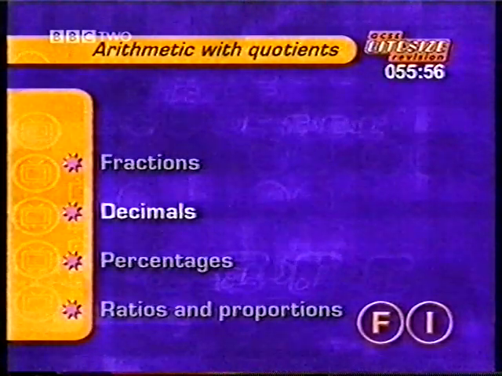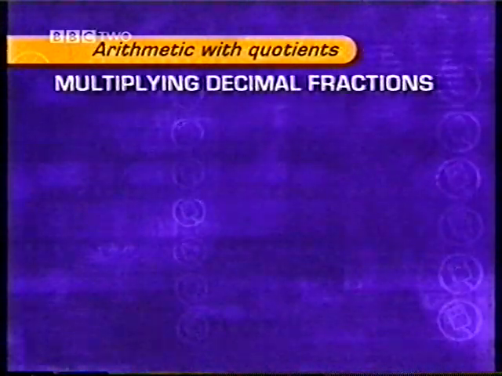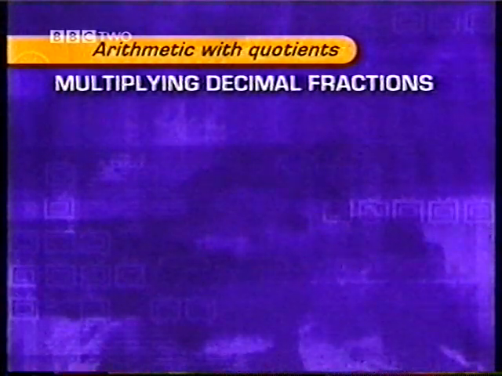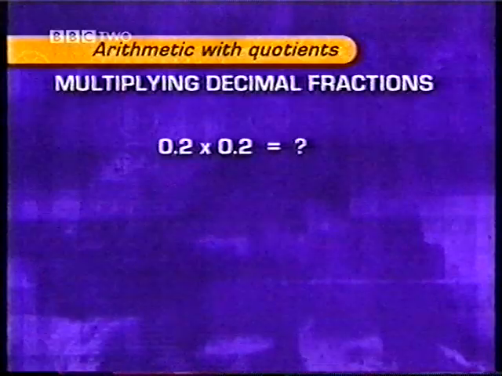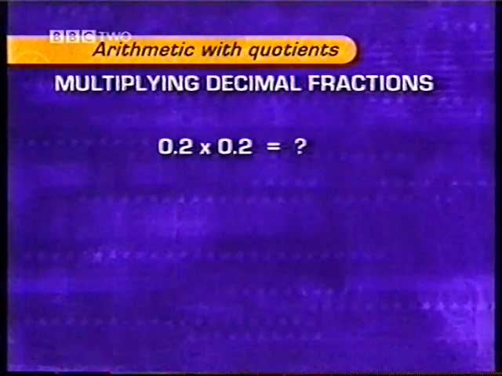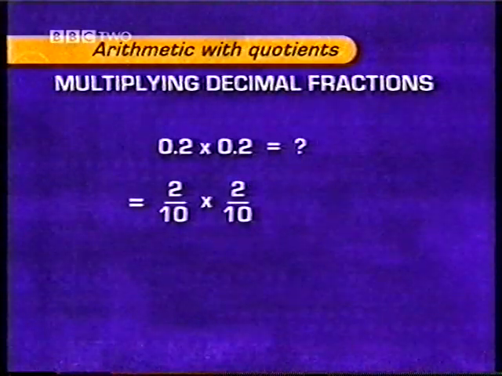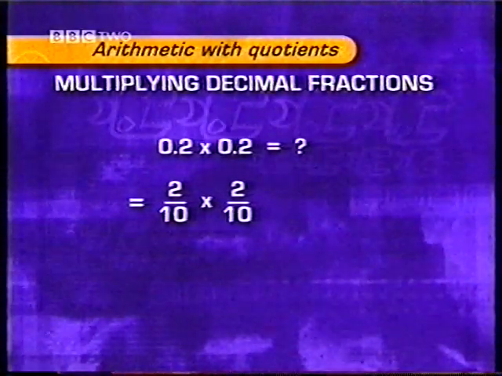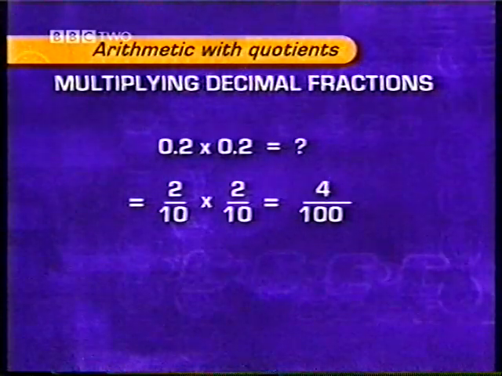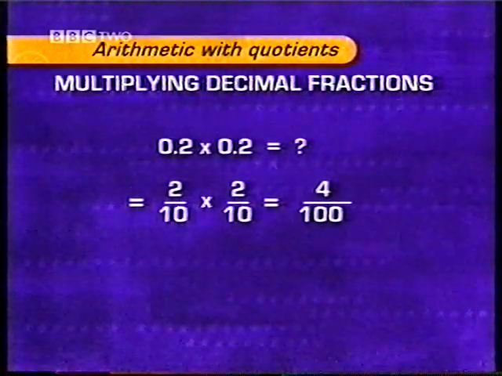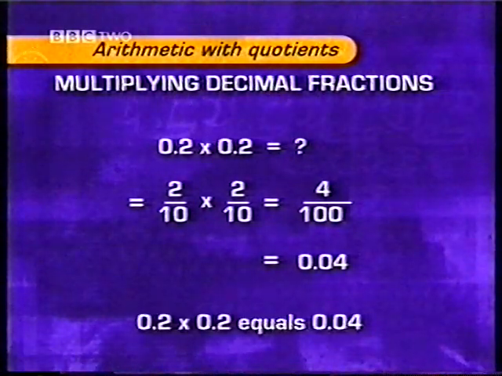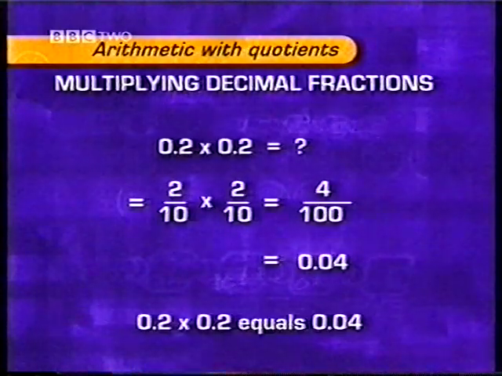Next, doing arithmetic with decimals. When multiplying decimals, we have to be careful about the size of the answer. For example, what is 0.2 times 0.2? If we think of the 0.2 as a fraction, it's 2/10. Multiplying 2/10 by 2/10 equals 4/100. 4/100 as a decimal is 0.04. So multiplying 0.2 by 0.2 is 0.04.